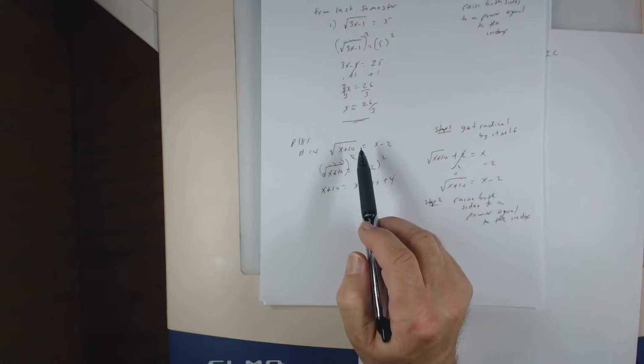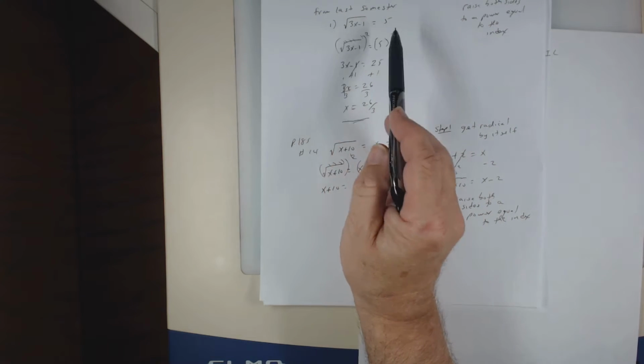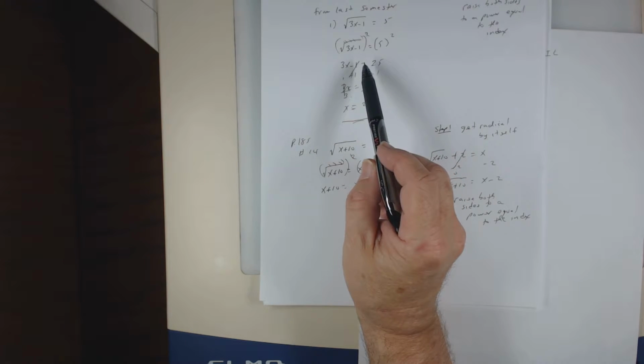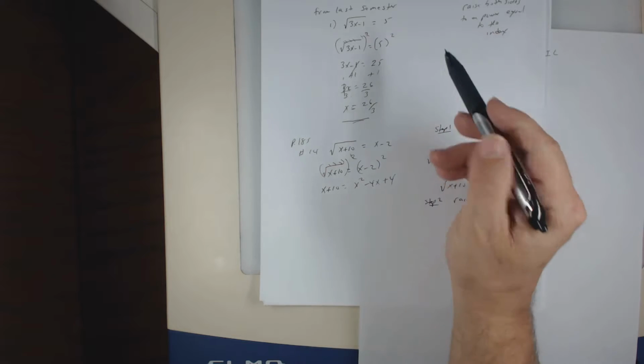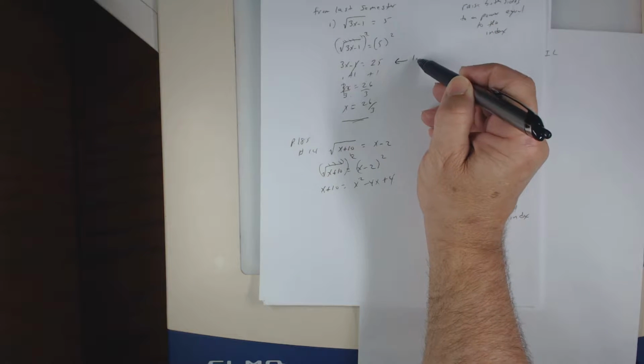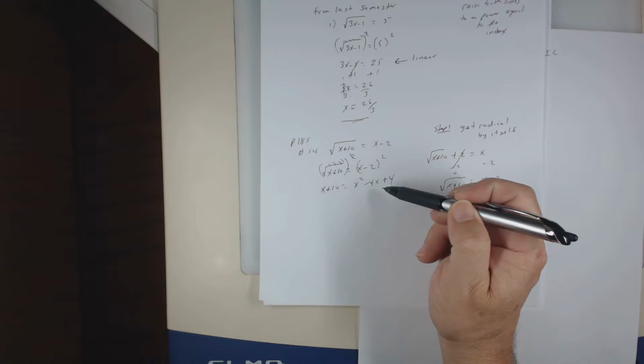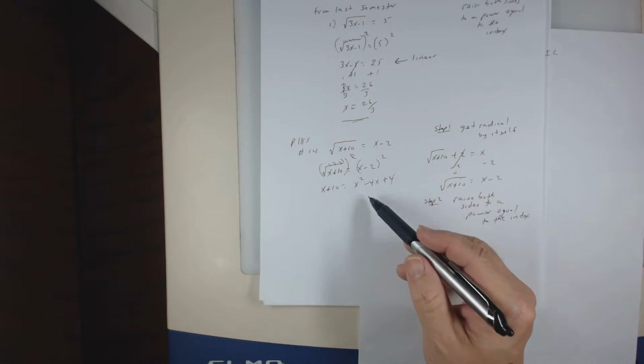So notice I went from a radical equation. Over here I went from a radical equation to what kind of equation? Here, right here. Linear. So that was linear. Here I'm going from radical equation to what kind of equation? Quadratic. So that's quadratic. So how do you solve a quadratic equation? Yeah, so you're gonna put it in standard form.